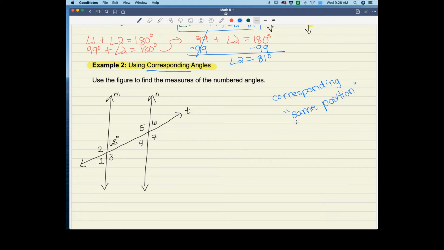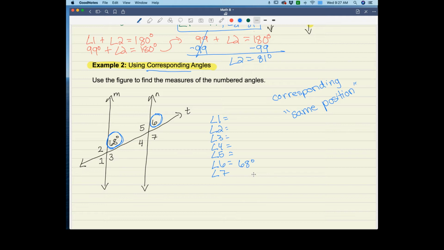So we're going to start right here. This angle is 68 degrees. The angle in the corresponding position, well, that's number 6. So if we're solving for all of these, we can go ahead and write them down. Angle 1, angle 2, angle 3, angle 4, angle 5, angle 6, and angle 7. Well, we just found it. Angle 6 is 68 degrees.